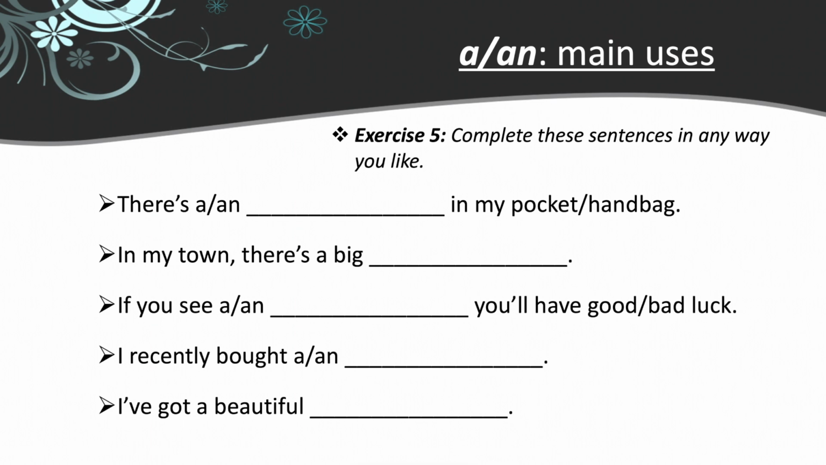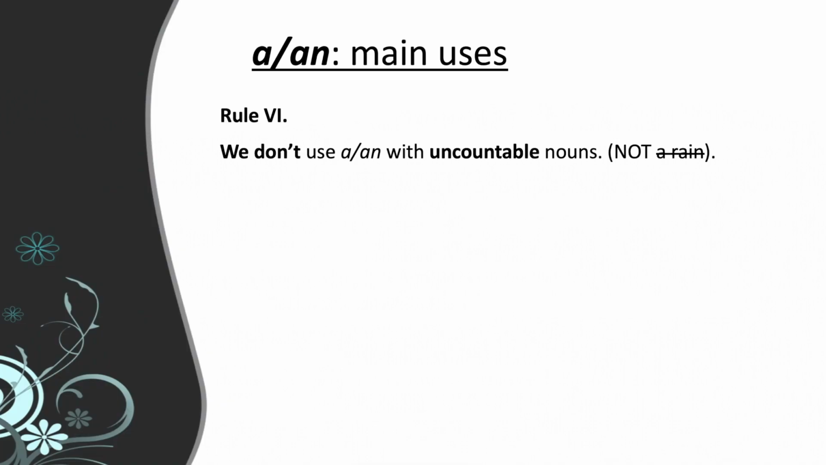If you see a 4-leaf clover, you'll have good luck. At least some people think that's true. How about this one? I recently bought a new pair of shoes. I needed some waterproof shoes, so I bought a pair. Finally, I've got a beautiful daughter. Actually, I have 2. Did you come up with some good examples here that fit your life? I hope you did. Let's look at rule number 6 about times we don't use a or an.